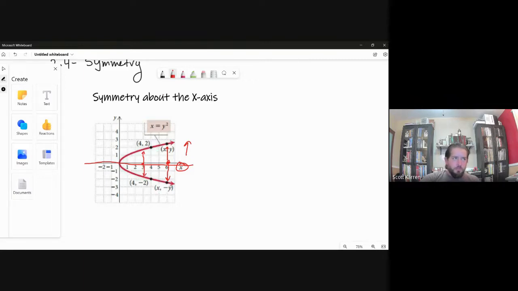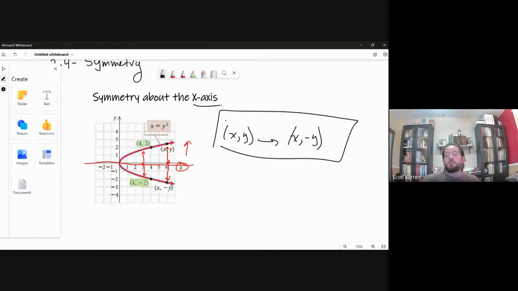Which is to say then that the ordered pair (4, 2), if that's on the graph and you have symmetry about the x-axis, you're going to have the point (4, -2). And in fact, for any point (x, y) with symmetry about the x-axis, you also have the point (x, -y). And this is required for symmetry about the x-axis.